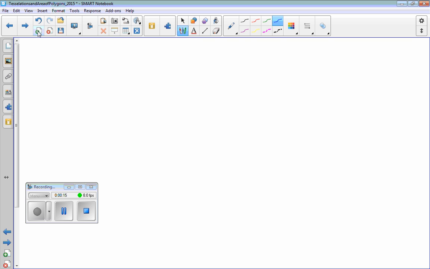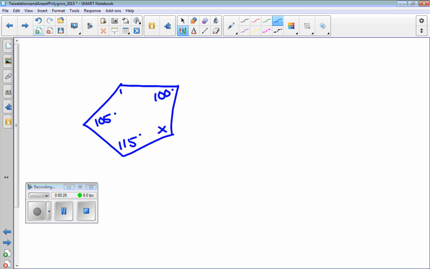It is a pentagon, not a regular pentagon, so I'm going to try my best to draw it, but it's not going to be perfect. This is 100, this is x, this was 115, 105, and 117 up here. Okay, how do I answer this question?